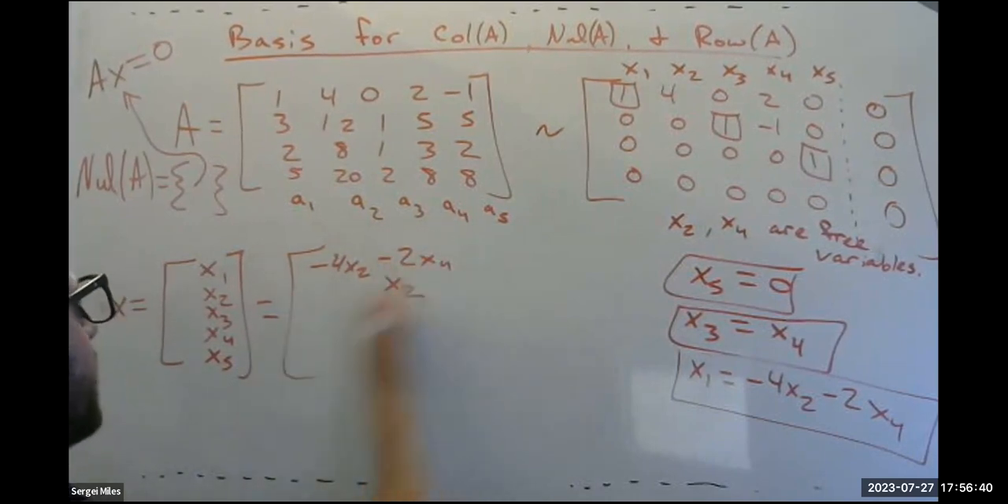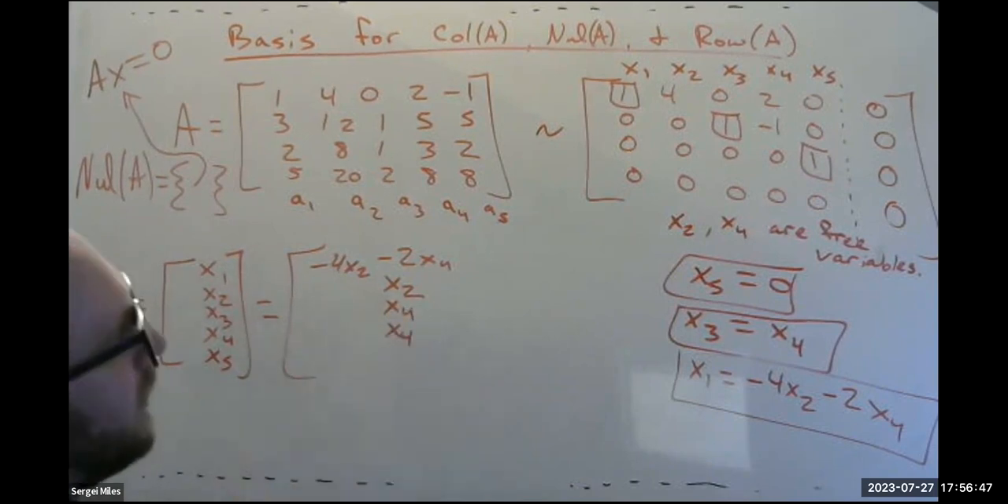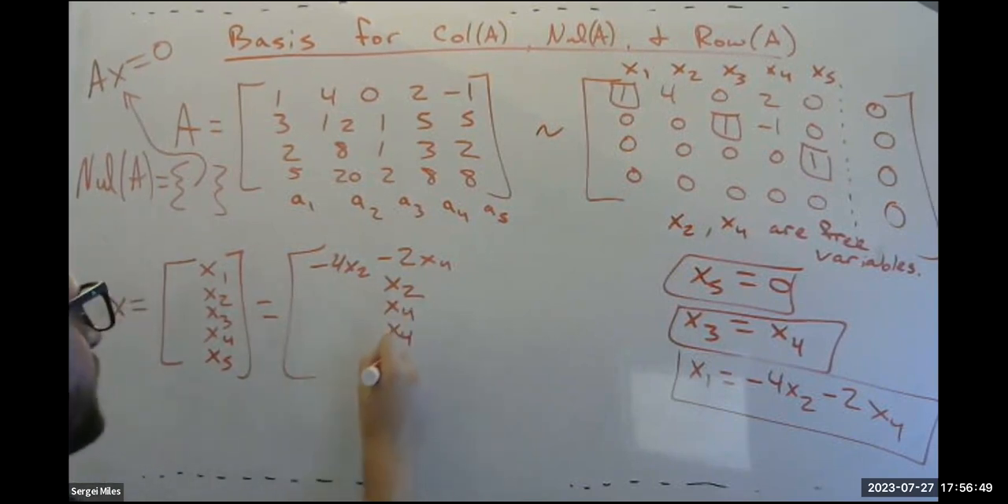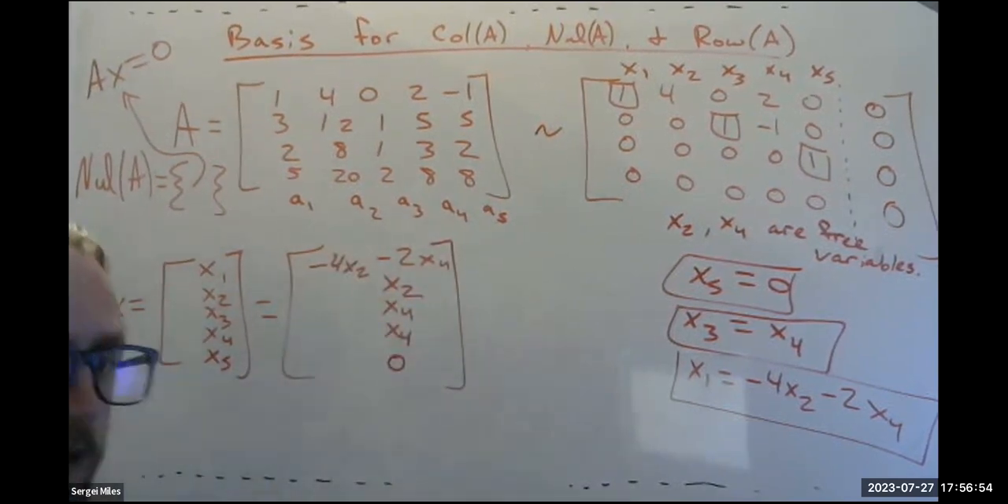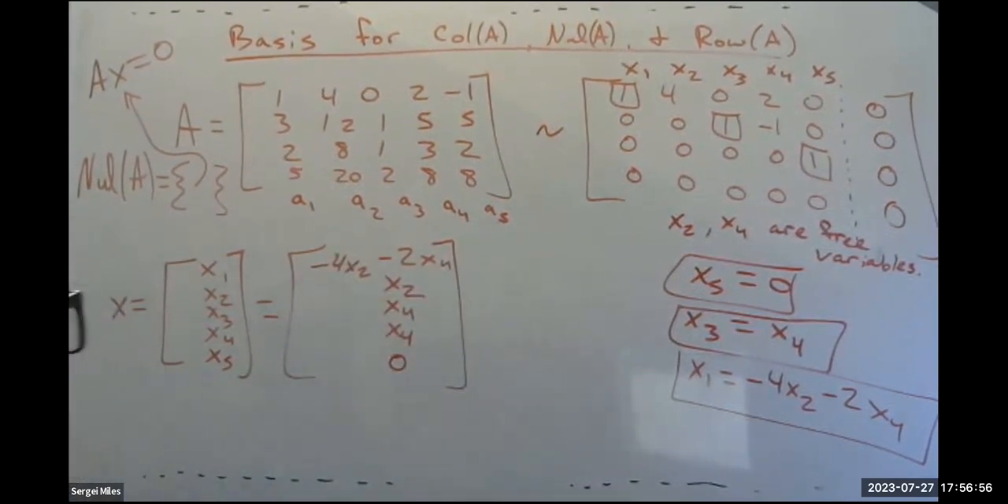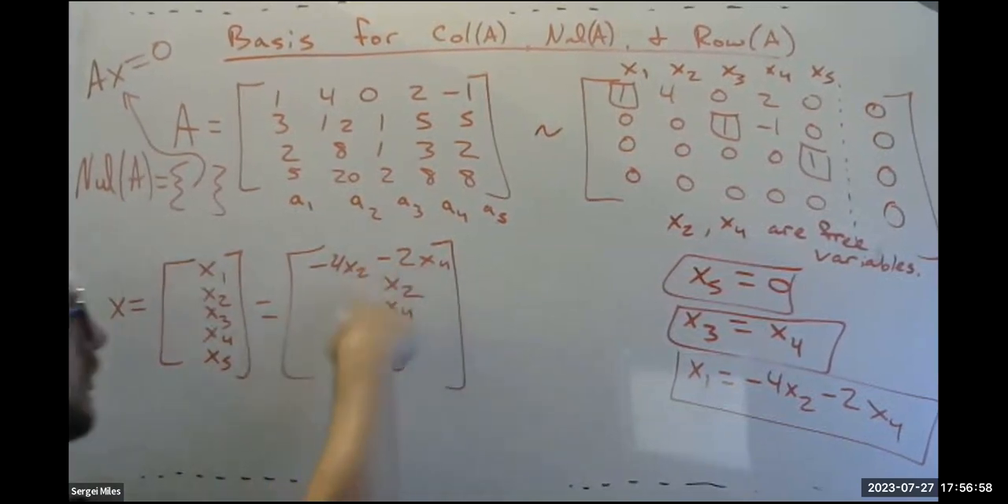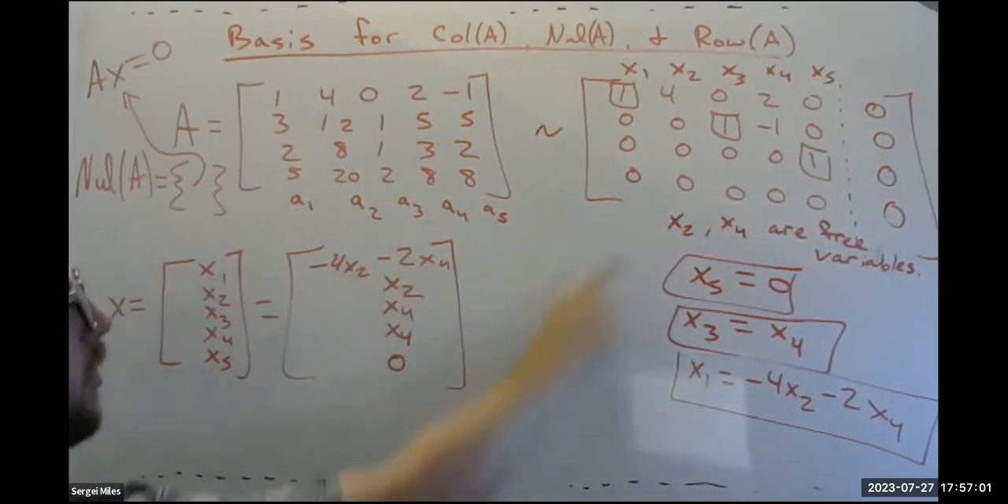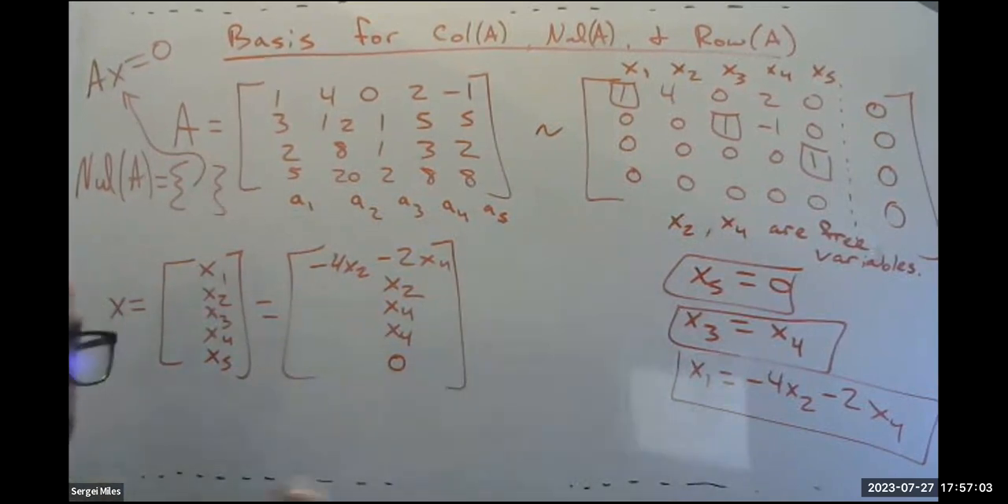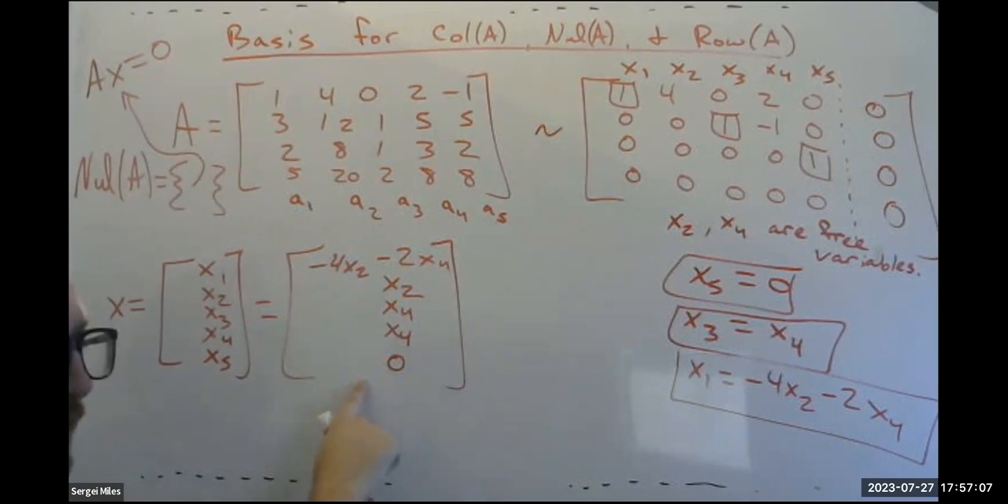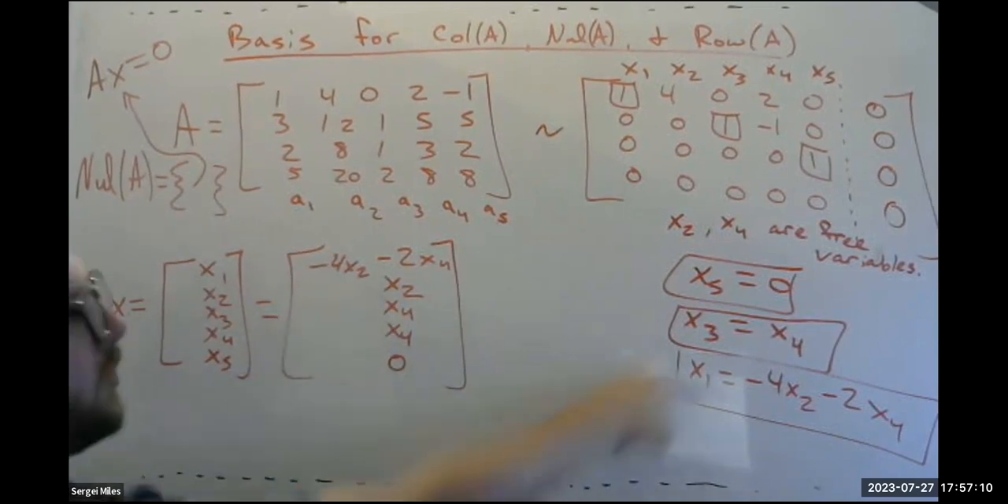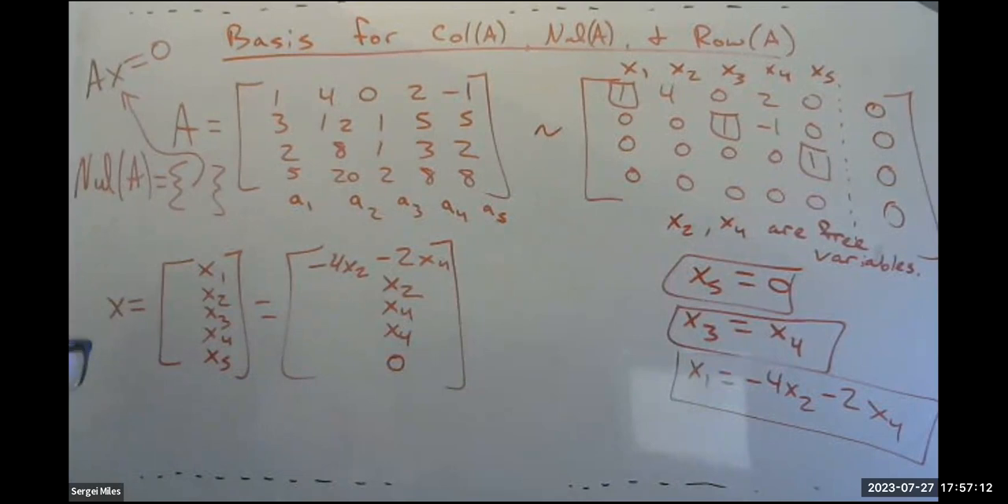What's x2? Well, it's free. Okay, what's x3? It's x4. What's x4? Well, it's free. And then lastly, x5 equals 0. So notice, before I pull it apart in parametric vector form, at this step, the only variables which appear in this column vector are my free variables. That's how you know you've done this correctly. If you have variables appearing in this vector which are not free, that means you've done something wrong. You need to finish solving for the variables.